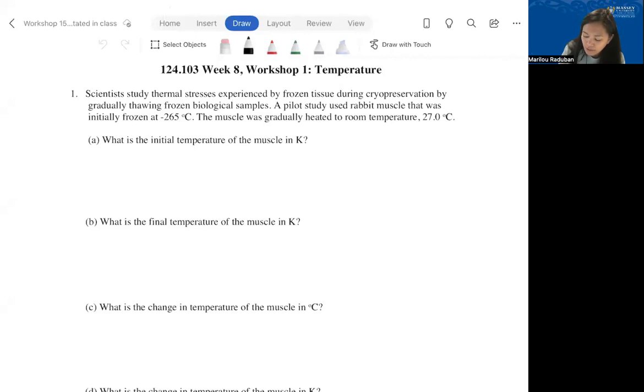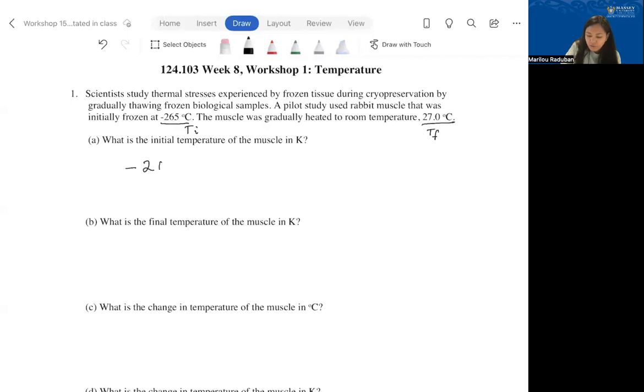So reading the information, initially the mussel was frozen at minus 265 degrees Celsius. So that's the initial temperature. And therefore the final temperature is 27 degrees Celsius. So we need to convert negative 265 degrees Celsius to Kelvin. So don't forget to include the negative sign as well.